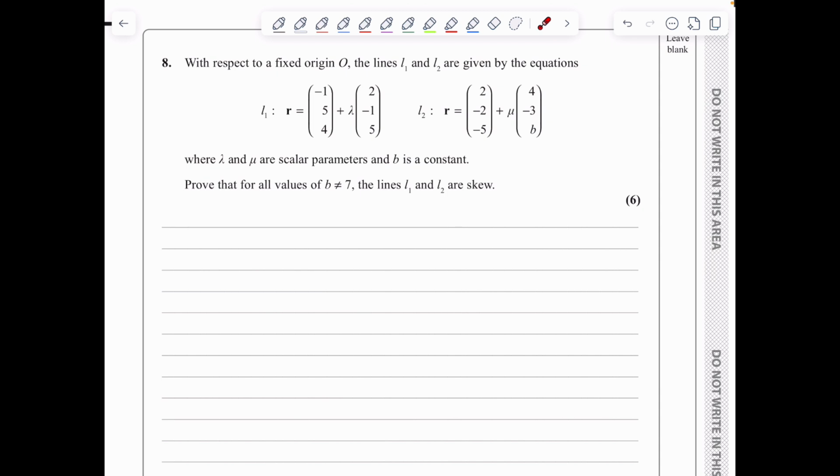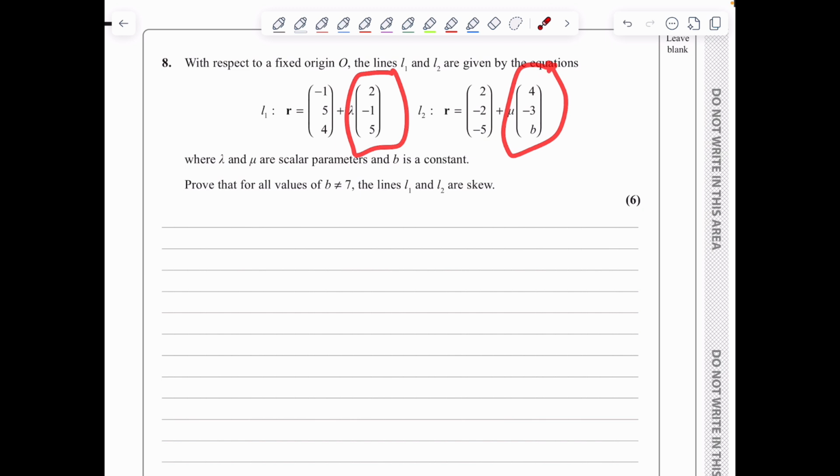Now, how do we check the parallel part? Well, we check the direction vectors, and if one is a multiple of the other, then we can conclude that the two lines are parallel. So looking at the direction vectors here, they would be parallel if one was a multiple of the other.